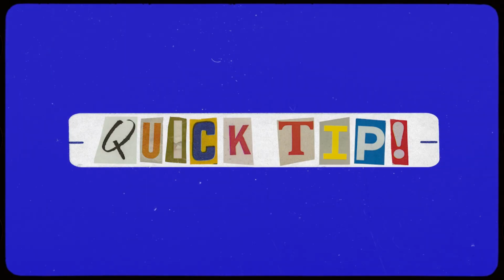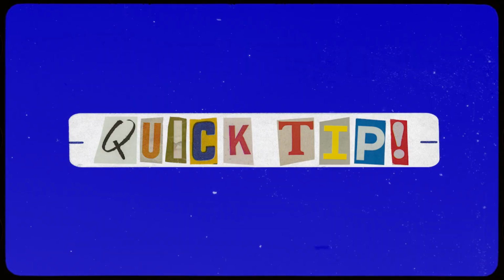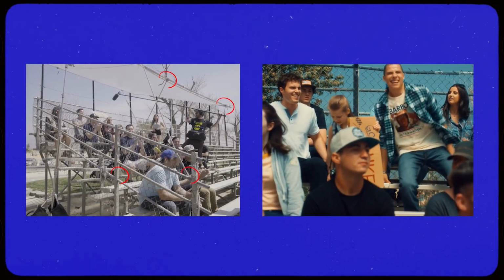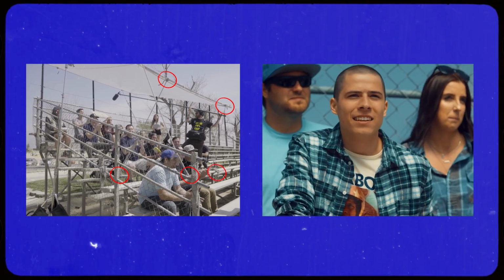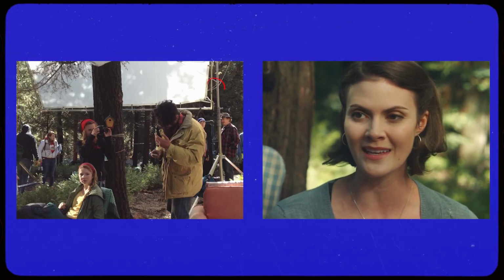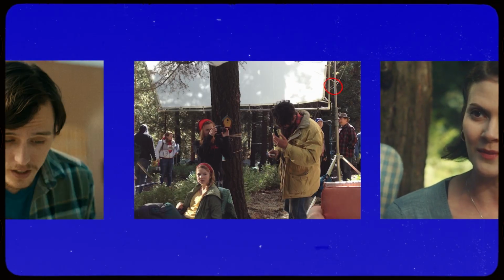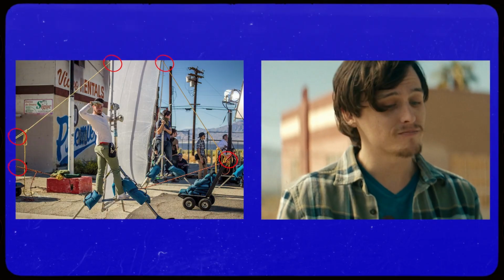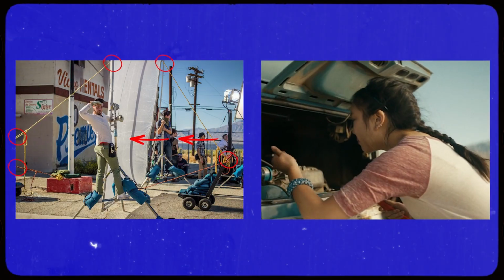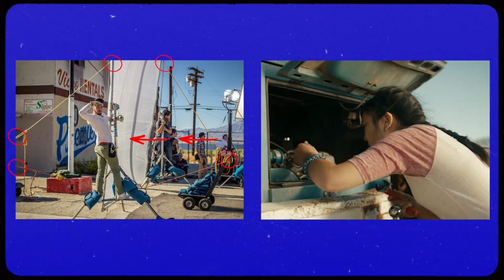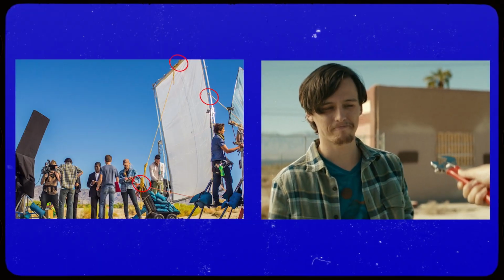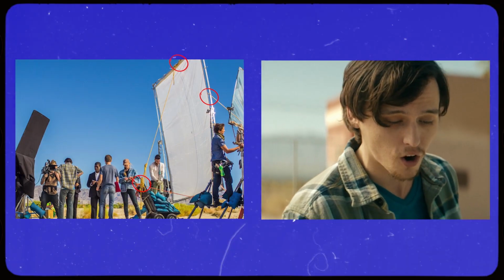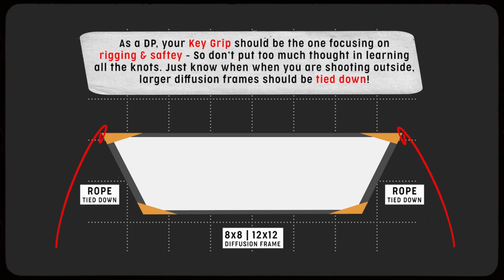One last tip when you're shooting outside and you are using these larger diffusion frames is to tie down your frames. If you think about a large diffusion frame, it functions very similar to a sail on a sailboat. It's going to catch any wind or gust that may come that way. So beyond just putting sandbags on your stands, I highly recommend if you are using an 8x or a 12x to tie them down to a heavy object or a tent stake just to keep everything safe when you are shooting outside.